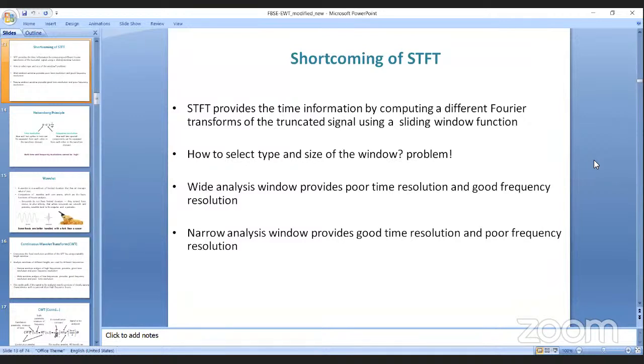So the size of the window affects the resolution, and the type of the window is also not clear, for which kind of signal which type of window is required. So these are the shortcomings of the short time Fourier transform. These are the major issues when you use the short time Fourier transform for signal analysis, or the spectrogram for time frequency representation or time frequency basis function based decomposition.